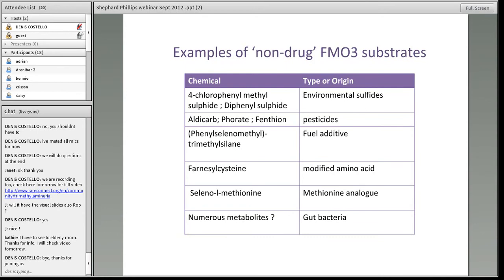So there's some long names here. Well, we needn't worry about the names, but certain environmental sulfides, and I apologize, I've mixed the English spelling and the American spelling here, but pH in British English and an F in American English, same thing. So certain environmental sulfides are substrates for FMO3, the pesticides aldicarb, phorate, and fenthion, and a fuel additive. Phonosylcysteine is a modified amino acid, and seleno-L-methionine is a methionine analog.